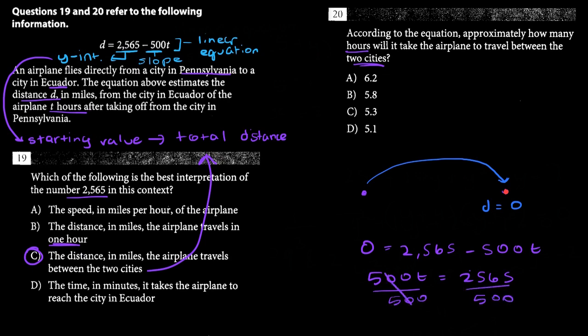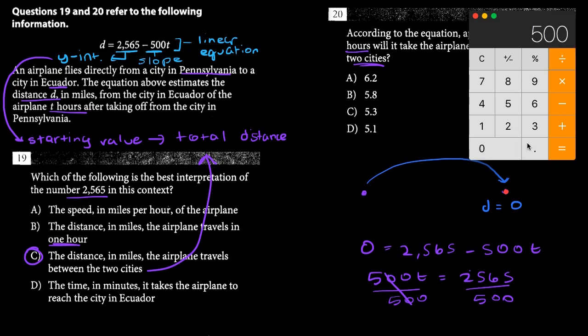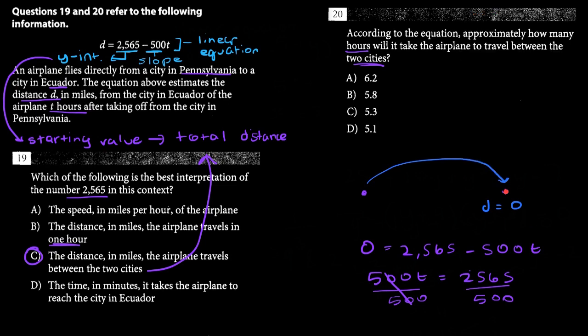And I can put that into the calculator. If I put 2,565 divided by 500, that's going to give me t equal to 5.13. The closest answer choice is D.